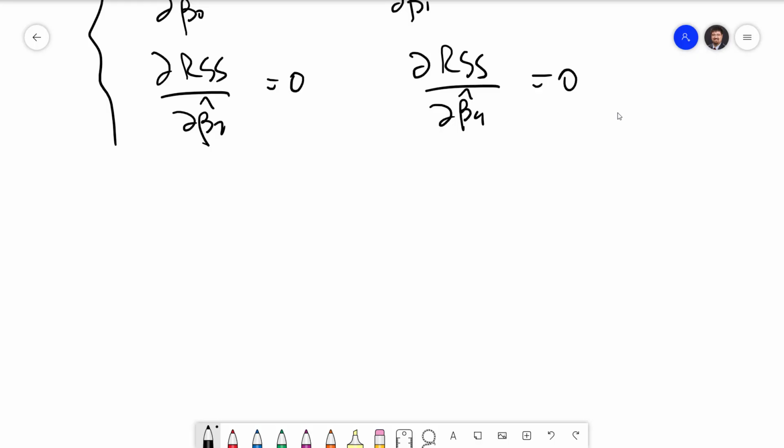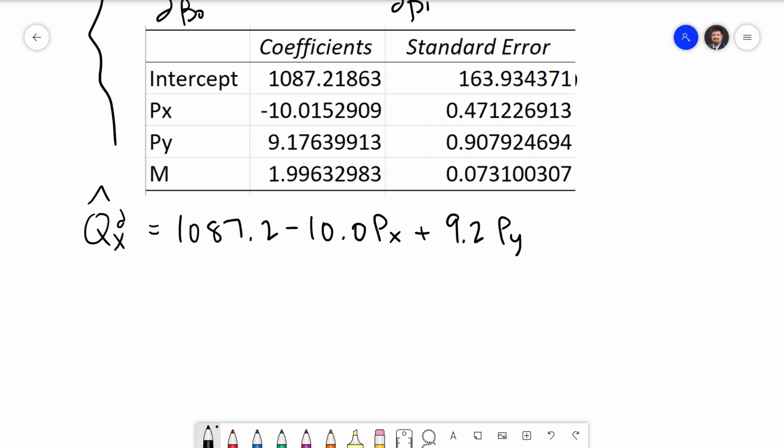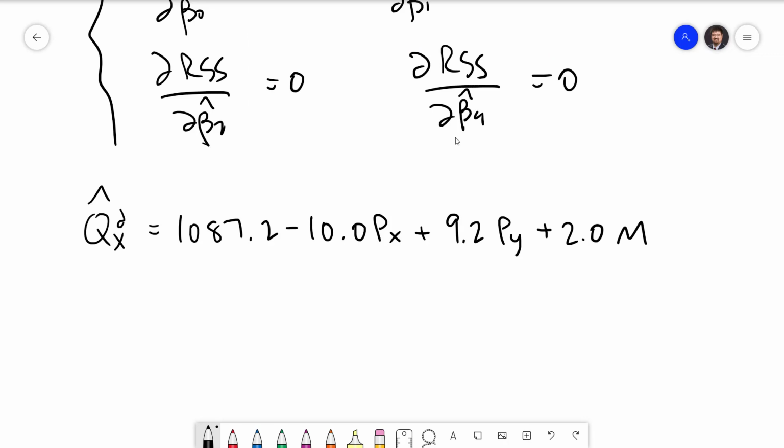Let's write down our estimated equation from our Excel results. We have quantity demanded hat equals beta naught hat, which is 1087.2, minus our beta 1 hat, which is 10.0, times px, plus our beta 2 hat, which is 9.2, times py, plus 2.0 m. From there, if we know px, py, and m, we can go ahead and plug those in and calculate our q hat. Just as with simple regression, you should always be using cell references to do this inside of Excel.